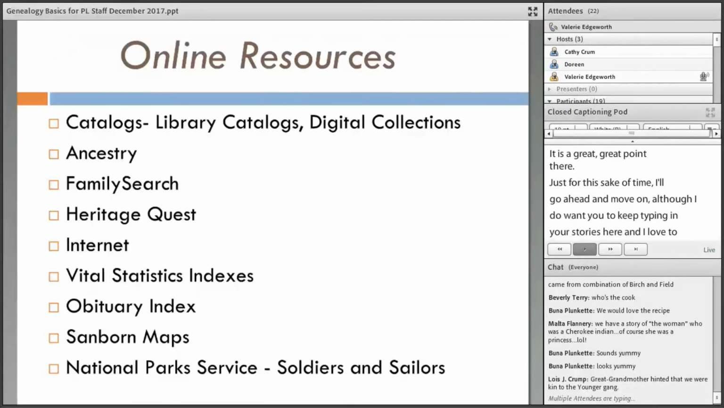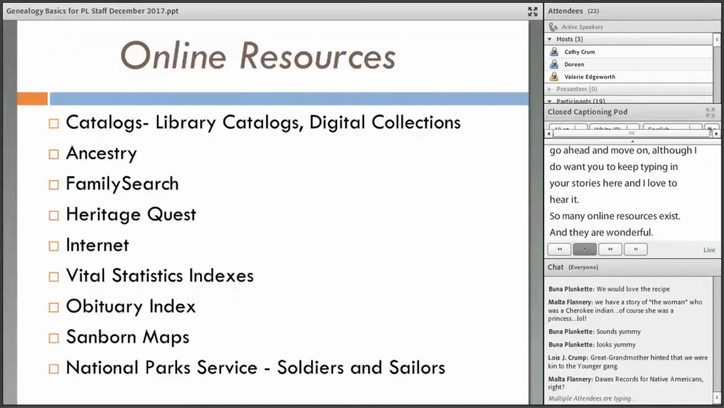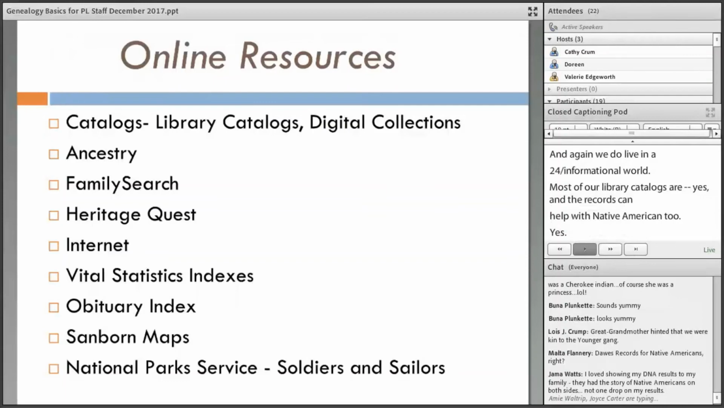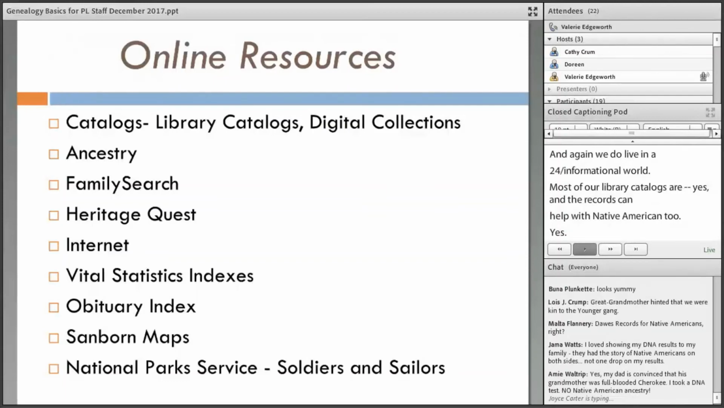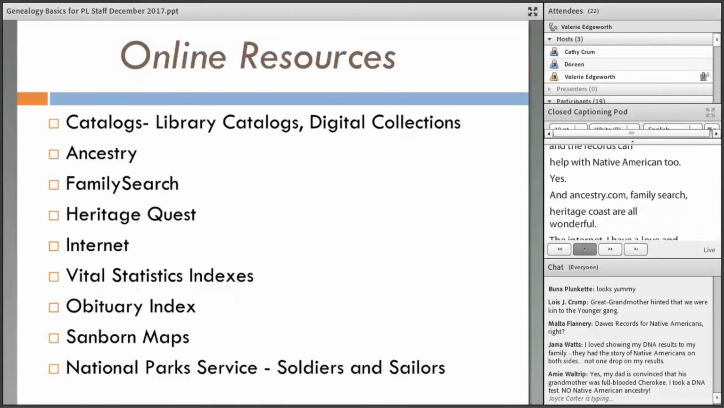So many online resources exist, and they are wonderful. And again, we do live in a 24/7 informational world. Most of our library catalogs are, yes, and the Dawes records can help with Native American too, yes. A lot of us have digital collections, or at least access to our catalogs online. Ancestry.com, Family Search, Heritage Quest are all wonderful. The internet, I have a love-hate relationship with it when it comes to genealogy.